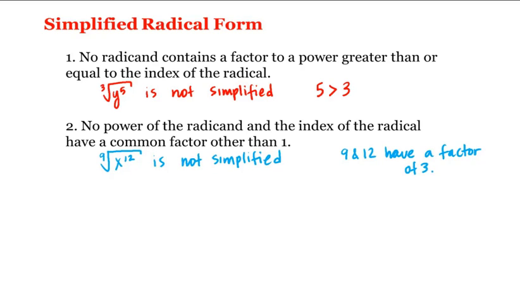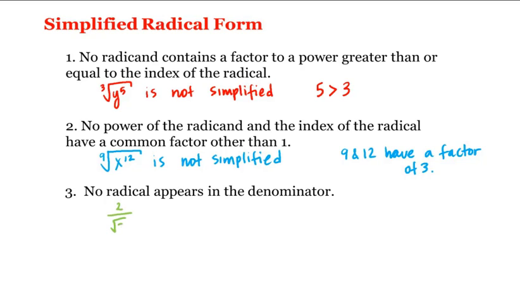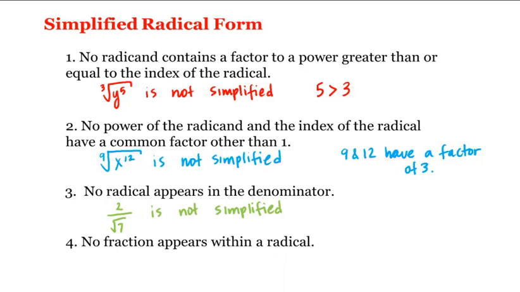The third property that needs to hold is that no radical appears in the denominator. For example, 2 divided by the square root of 7 is not simplified, because we have the square root of 7 in the denominator. And the last property that must hold is that no fraction appears within a radical. For example, the square root of 5 divided by 4 is not simplified, because we have this 5/4 within the radical.